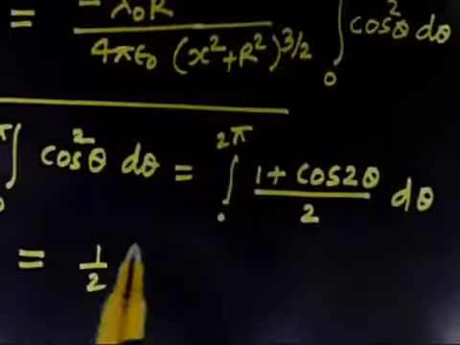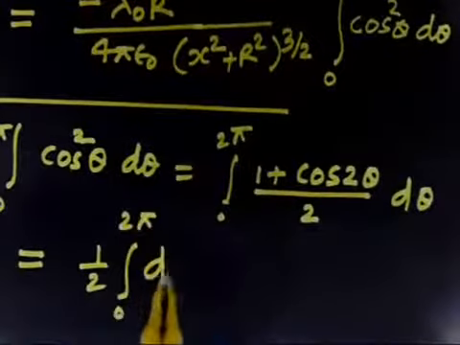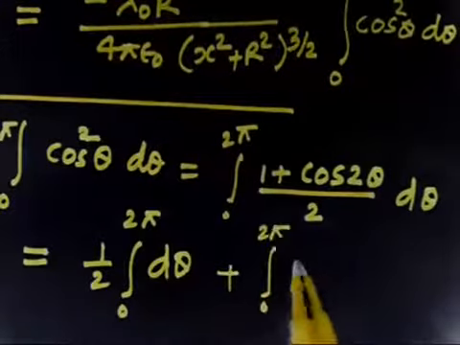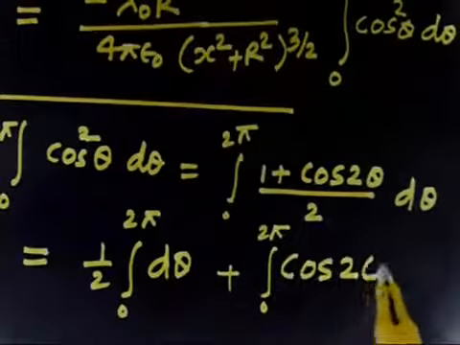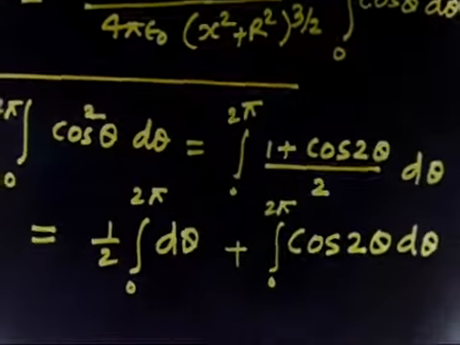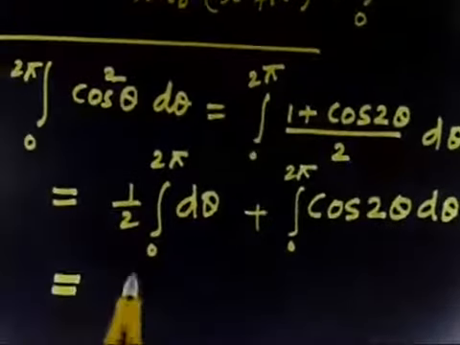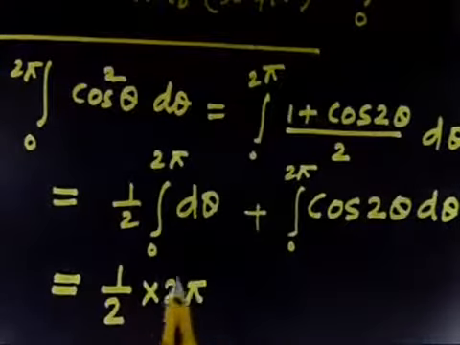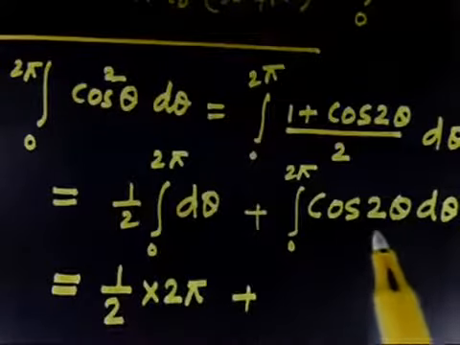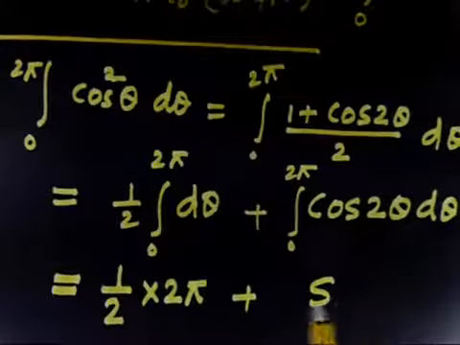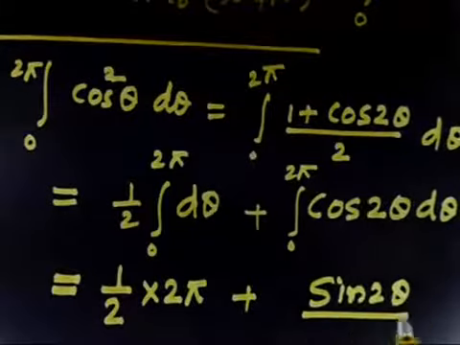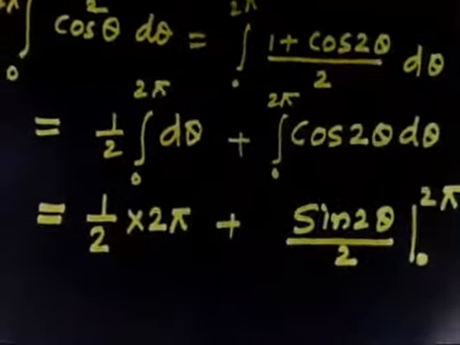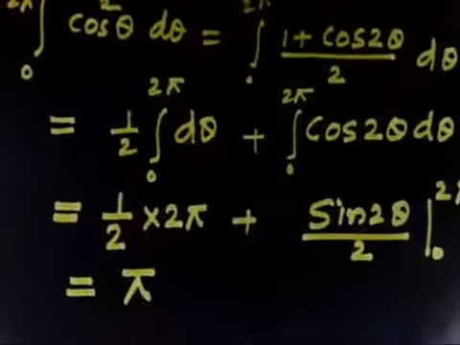So 1 by 2 integral 0 to 2 pi d theta plus integral 0 to 2 pi cos 2 theta d theta. Are you getting? Now if you see, this value will be 1 by 2, and the integral of d theta is theta, from 0 to 2 pi, and the integral of cos 2 theta is sin 2 theta by 2, from 0 to 2 pi. At 2 pi sin is 0 and at 0 also 0, so this is simply pi. Are you getting or not?